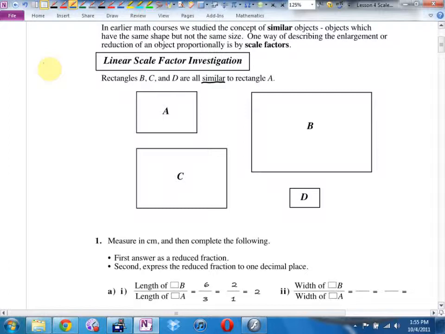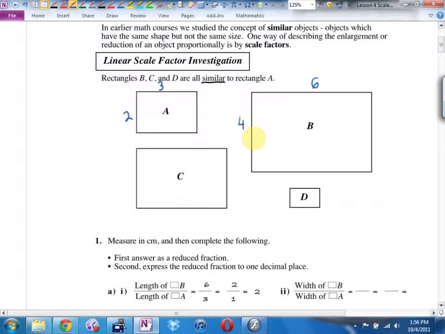Joe, what'd you get for this length right here? 3? How about here? 2? Now, what'd you get for B? What'd you guys get for length B? 6? Now, if these are truly similar, I noticed that 3 got doubled. I'm willing to bet this is 4, that got doubled. Is it 4? Okay, they're in scale.